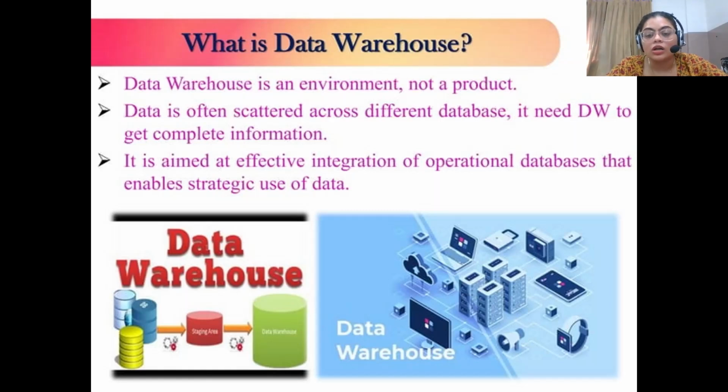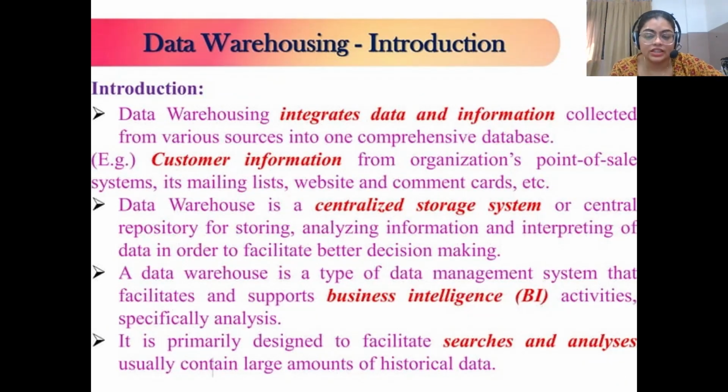For example, a college might want to see different results quickly, like how the placement of students has improved over the last 10 years in terms of salaries and count. So it is considered a data warehouse. Data warehousing integrates data and information collected from various sources into one comprehensive database. An example given is customer information from organizations, point of sale systems, mailing lists, websites and comment cards, etc. So a data warehouse is a centralized storage system, or central repository, for storing, analyzing and interpreting data in order to facilitate better decision making.